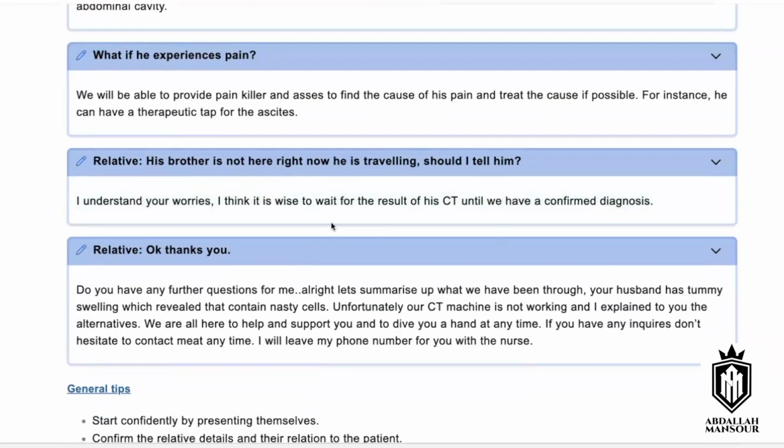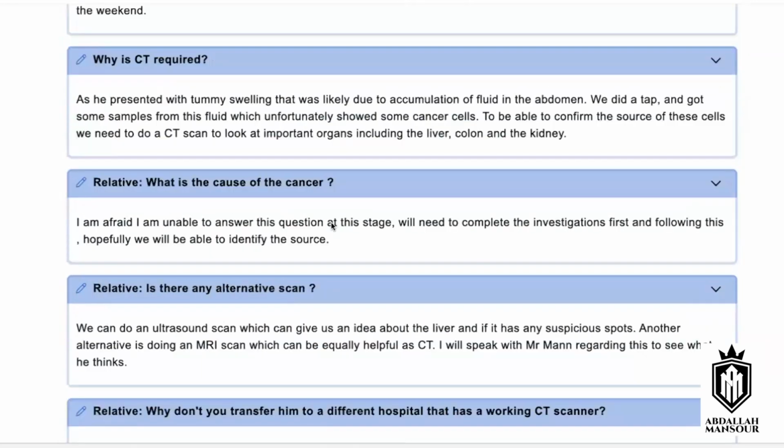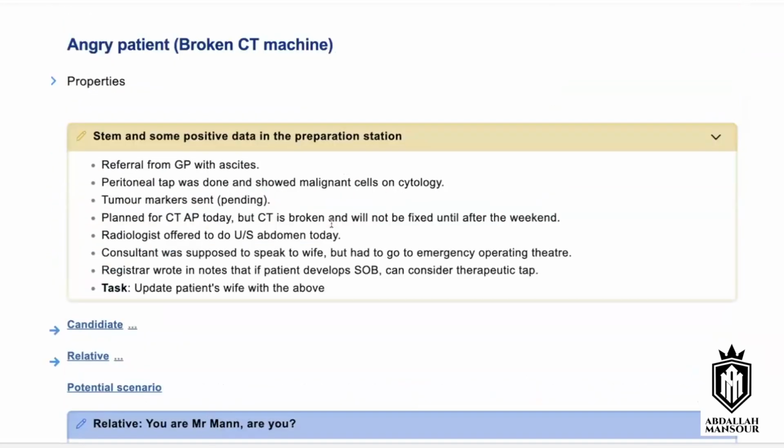All right. The question about telling his brother to come in, I think the answer was quite okay. So you understand my worries, and you think it's wise to wait until we have the results and to make sure that it is confirmed or not confirmed.